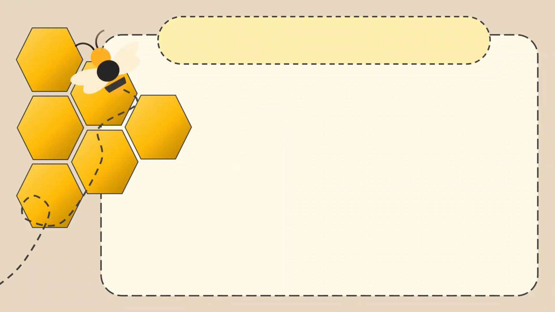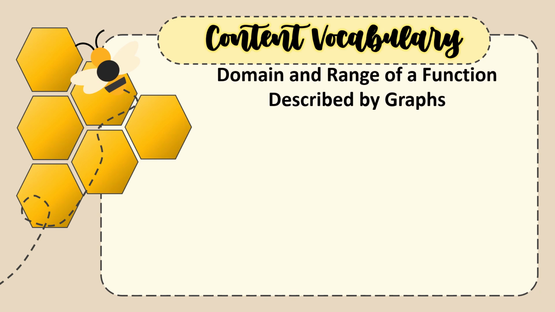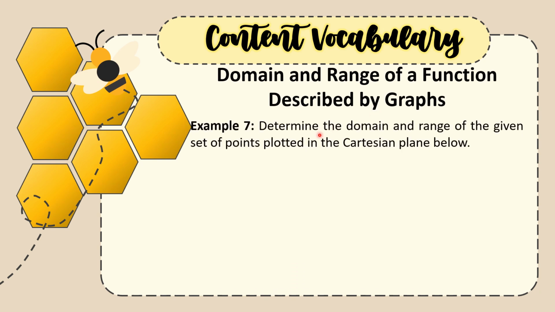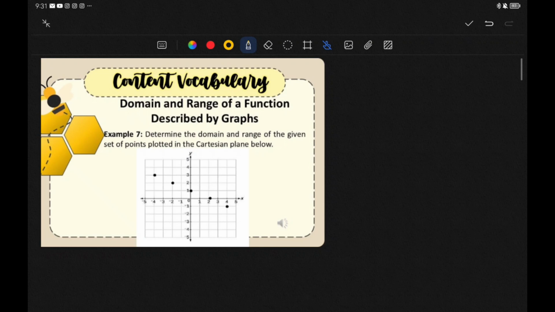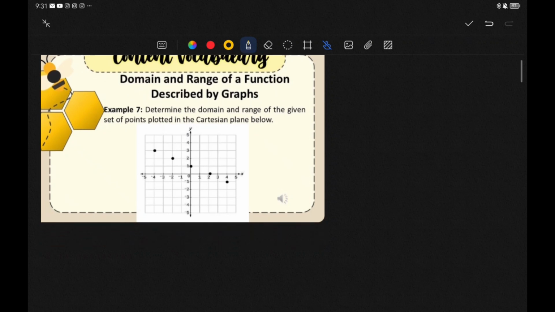For the next part, we are going to find the domain and range of a function described by graphs. So we have example number 7. Determine the domain and range of the given set of points plotted in the Cartesian plane below. So this is our Cartesian plane, and we are going to determine the domain and range of the set of points given in this Cartesian plane. For example number 7, we are going to determine the domain and range of the set of points plotted in the Cartesian plane. So first, we are going to enumerate the set of ordered pairs.